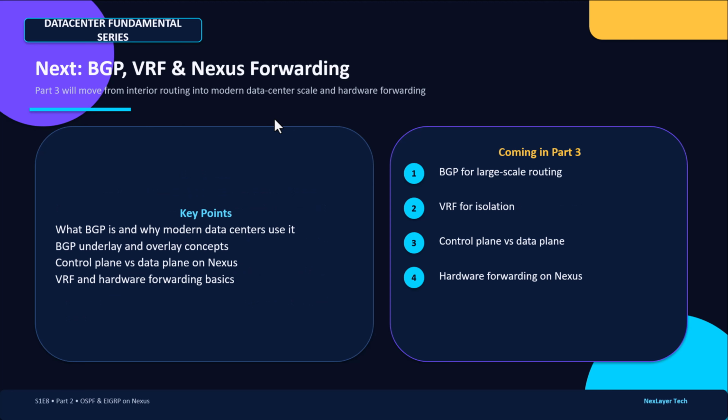And that completes part 2 of Nexus Routing Basics. We have now covered OSPF and EIGRP, including their neighbors, metrics, backup paths, load balancing capabilities, and NX-OS configuration. In part 3, we will move into BGP, VRF, the control plane and data plane, and hardware forwarding on Cisco Nexus switches. These topics will help us understand how modern data center fabrics scale and forward traffic at very high speed.